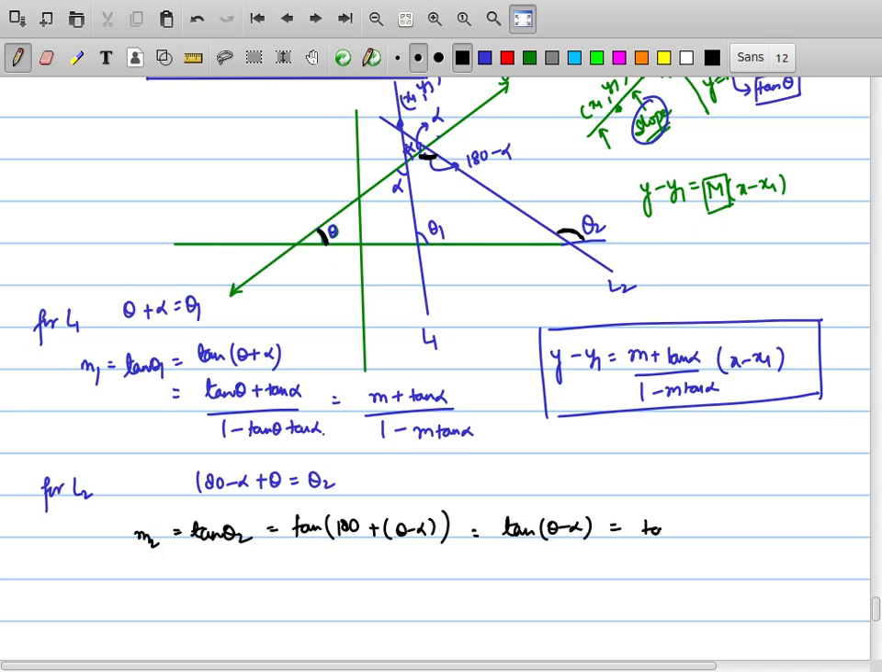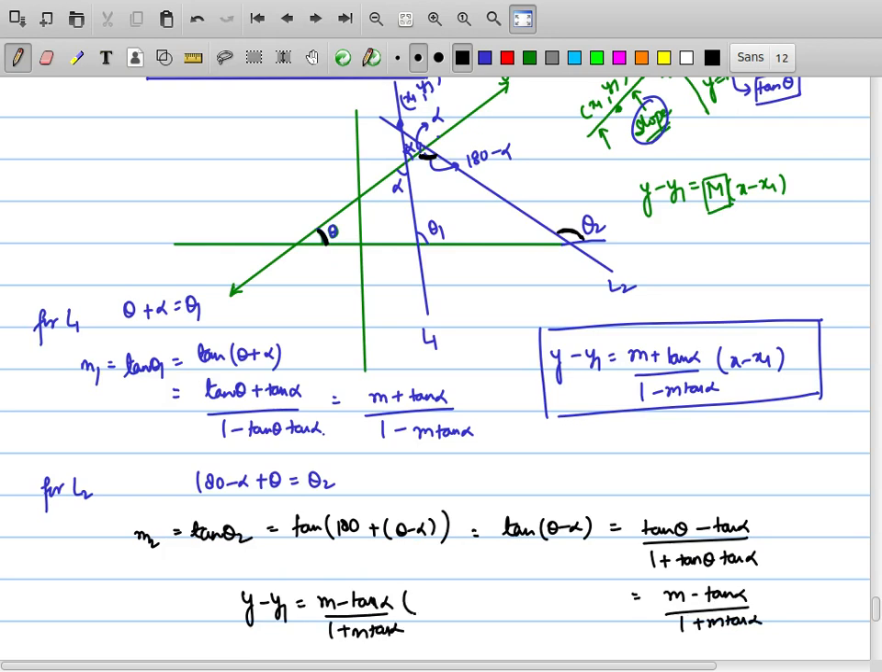Tan A minus B we can apply, tan A minus tan B upon 1 plus tan A tan B. But tan theta was m, the slope of the given line, so m minus tan alpha upon 1 plus m tan alpha. Now we have again got our slope, therefore the equation of the line can be y minus y1 equals m minus tan alpha upon 1 plus m tan alpha, times x minus x1. So therefore the second equation which is possible is this.